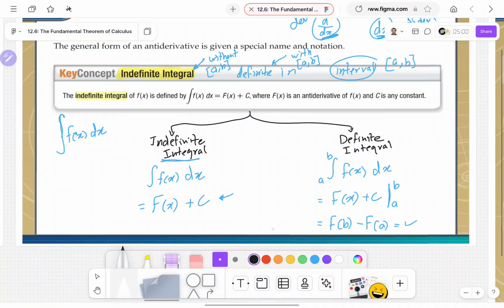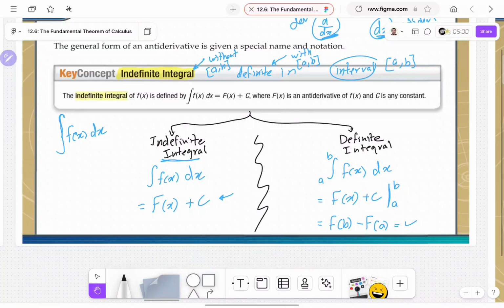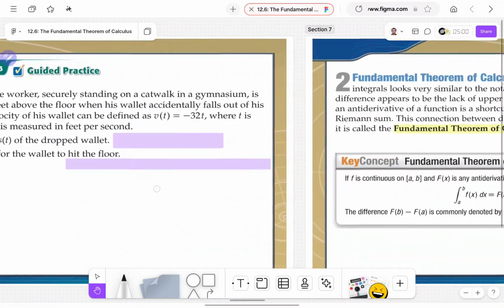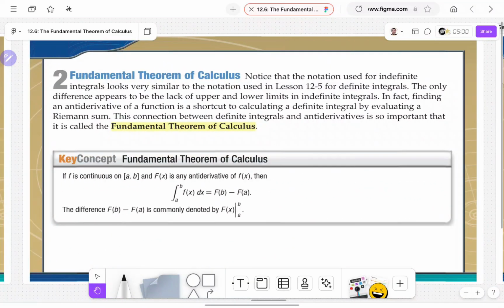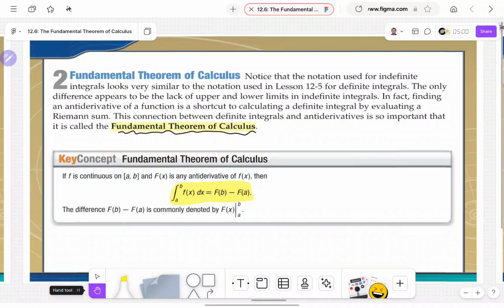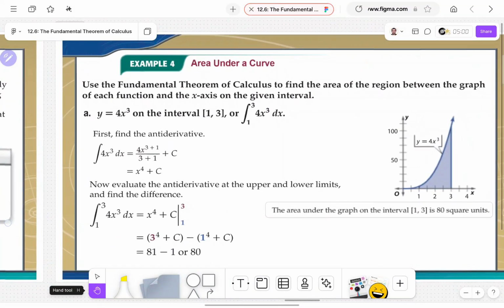So this is the difference between the indefinite integral and the definite integral. Okay, I hope you understand. You will see now the example of how we can do it. Before we go back to this one, this is what we call the fundamental theorem of calculus, when you have the definite integral. When you have an integration from a to b, you just find f of b minus f of a after you find the antiderivative.